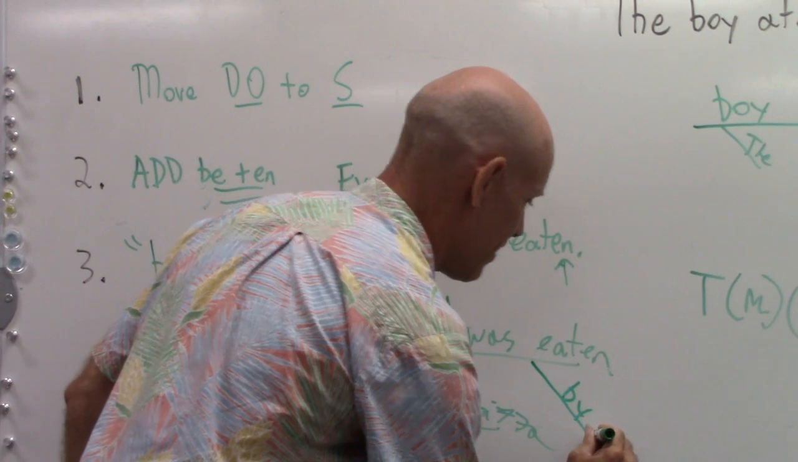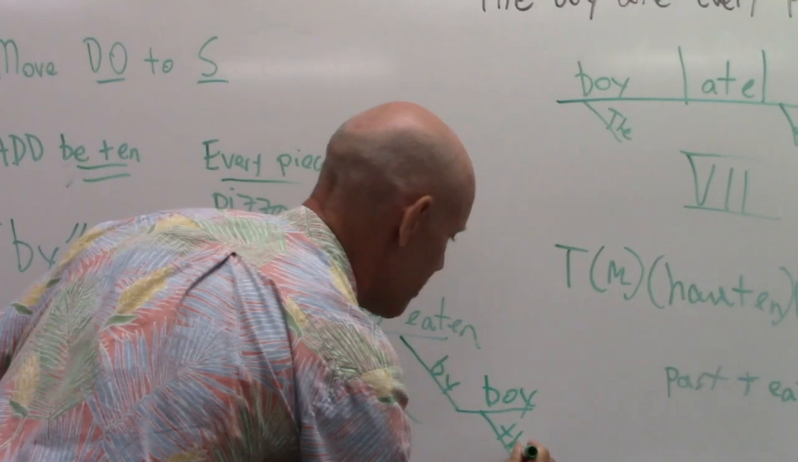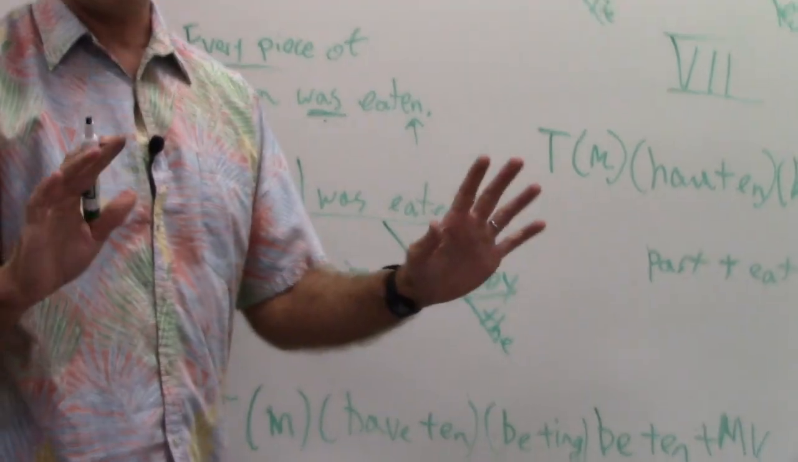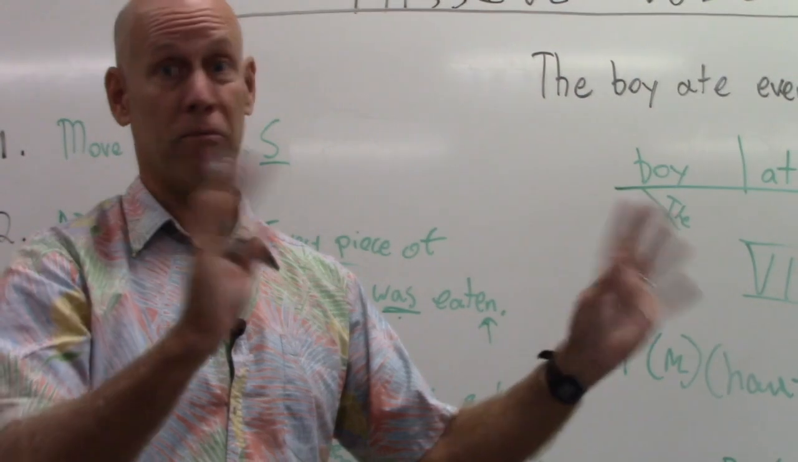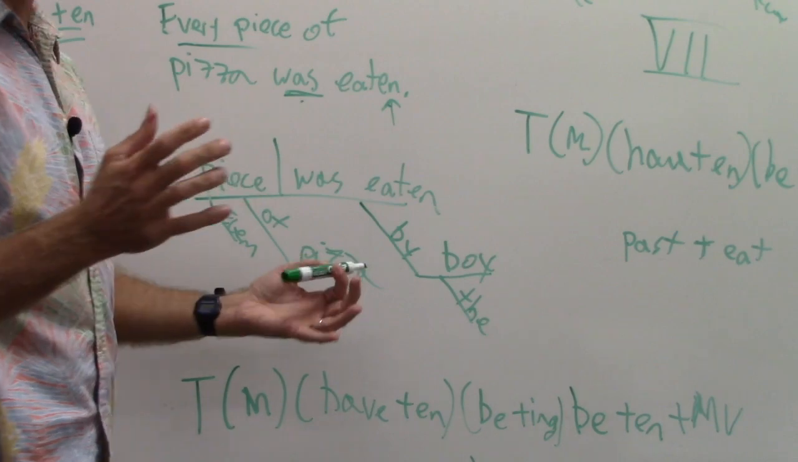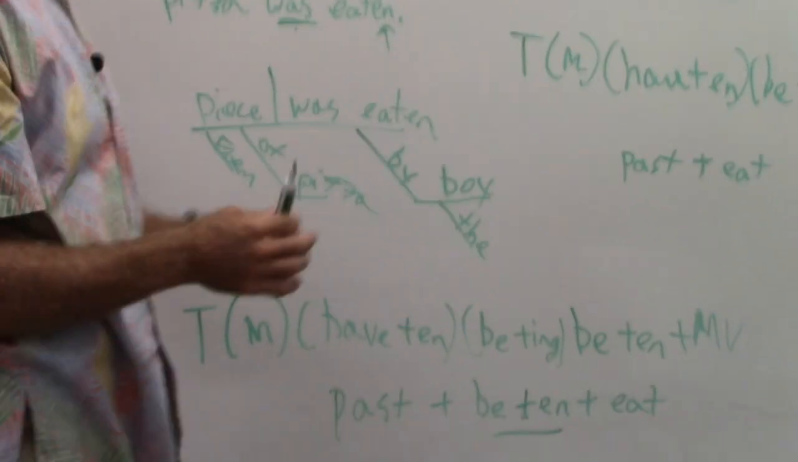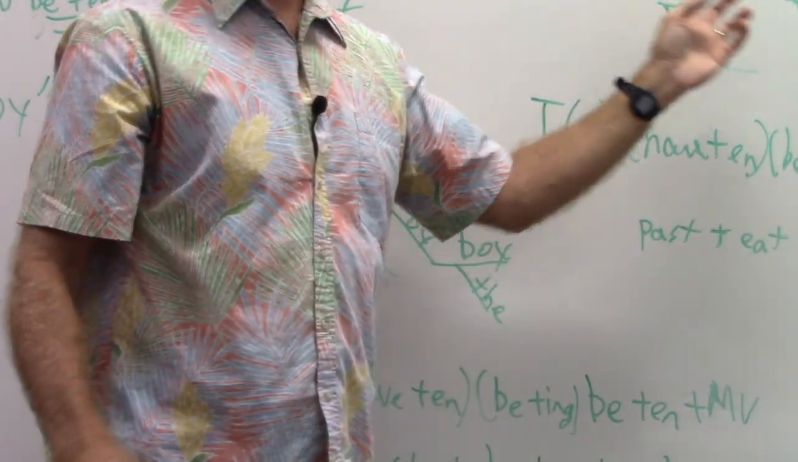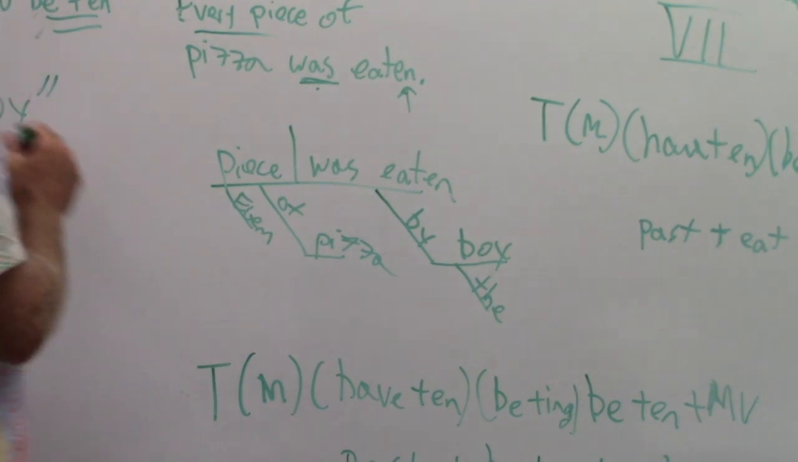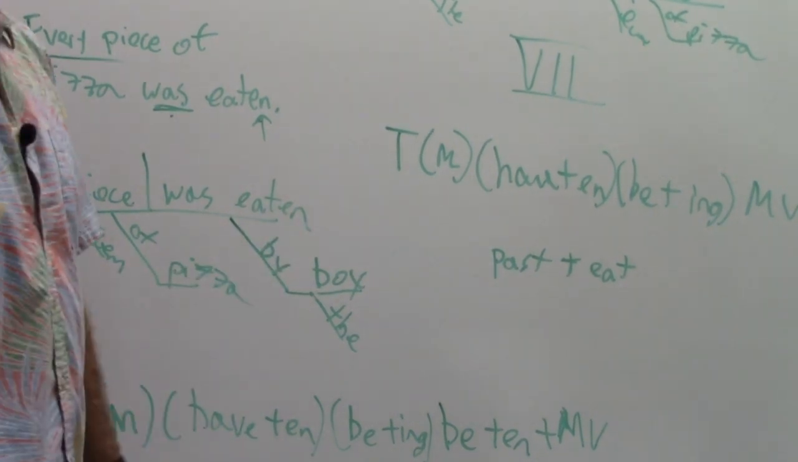He'll get busted, right? Okay, so if you want to keep the agent in here, and sometimes, you know, you're not always using the passive just to shift blame from somewhere to somewhere else. Sometimes you're using it to say, every piece of pizza was eaten by the boy. You can hear the emphasis on the subject as opposed to the boy ate every piece of pizza. All right, so you may have the optional step 3 and keep the agent in here in this adverbial prepositional phrase.